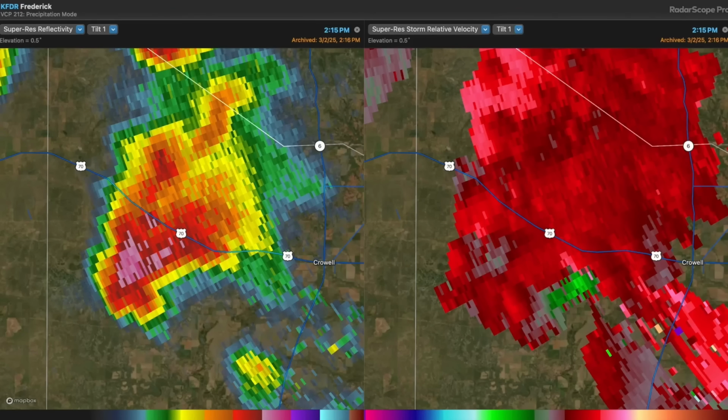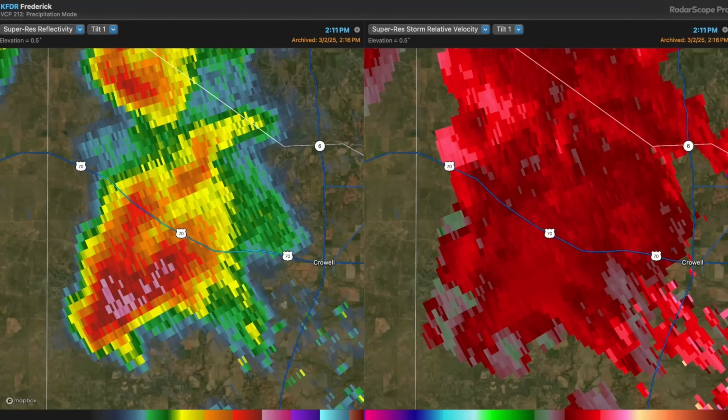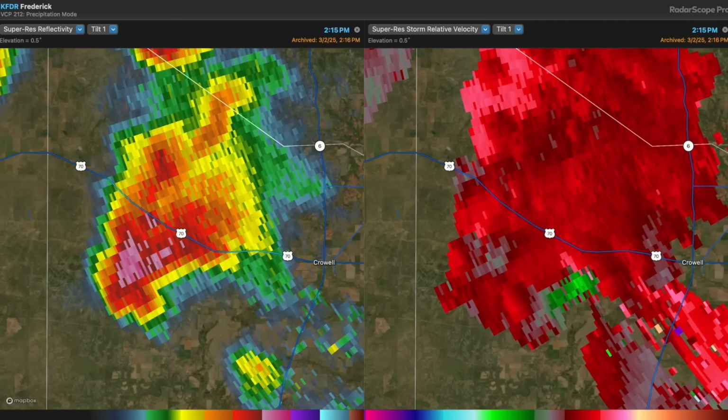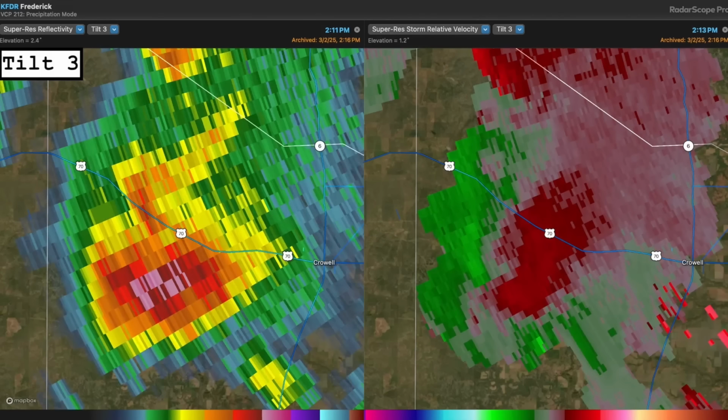Is it symmetric across a radial? Yes, it actually is. Has it been persistent? Going back a few scans, it seems to appear out of nowhere with little sign of any pre-existing rotation, so no, it has not been persistent. Does it have vertical continuity? No. As we go up in tilts, there's no evidence of any mesocyclone or vortex in the vertical.